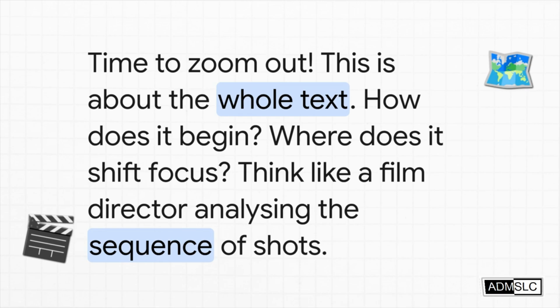We're not looking at tiny details anymore, we're looking at the big picture. How does the text start? Where does the focus shift in the middle? How does it all wrap up at the end? You're basically a film director, analyzing the entire sequence of shots.